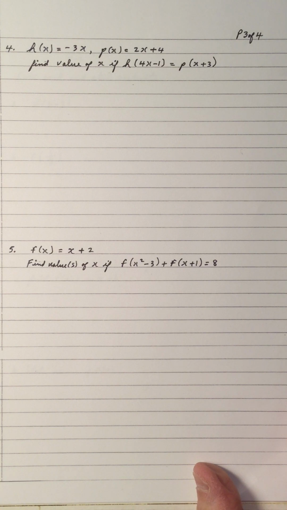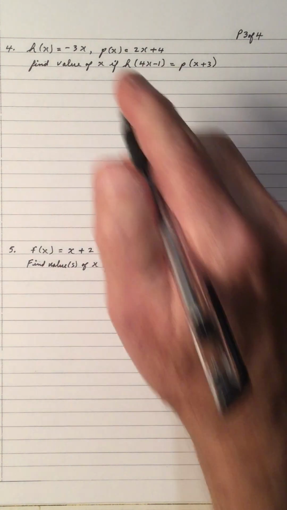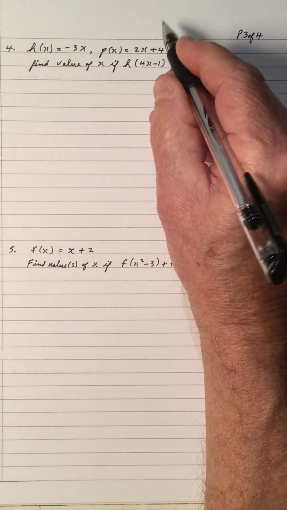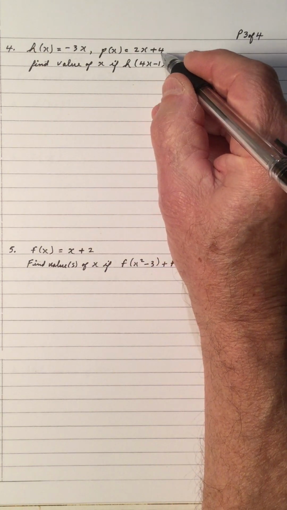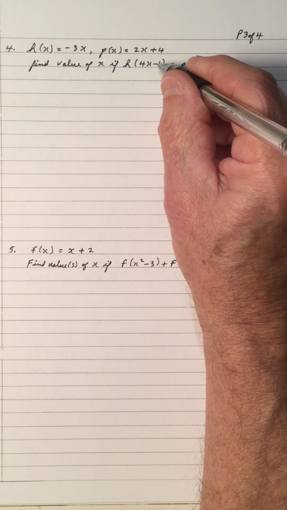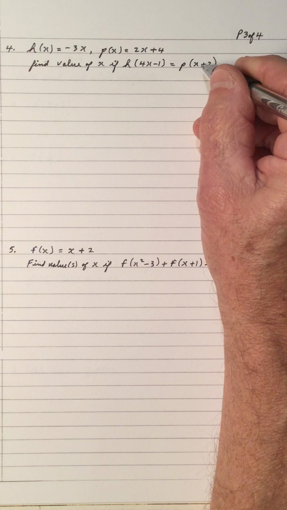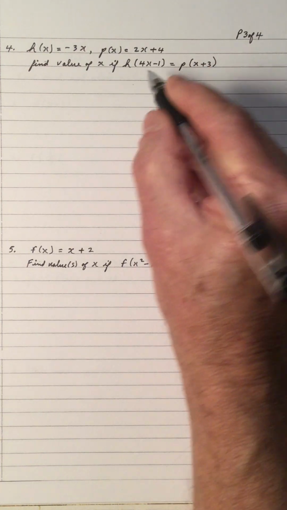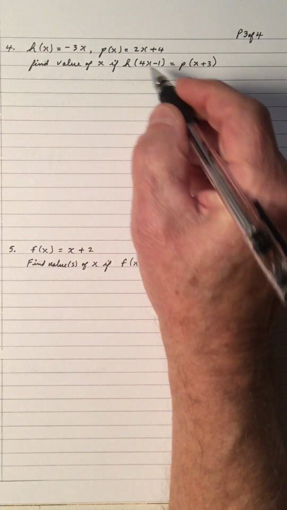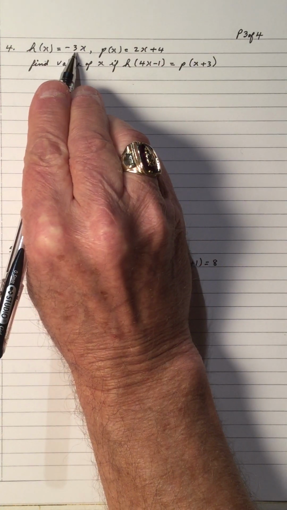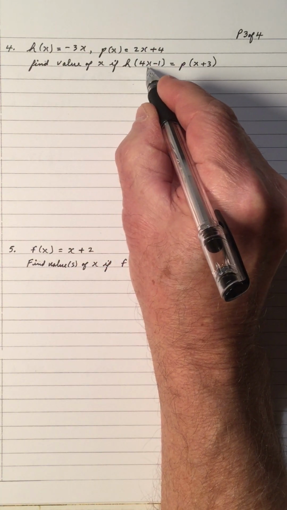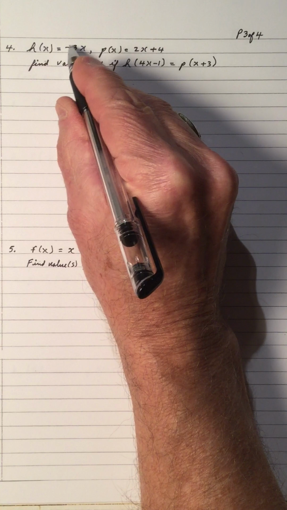And let's do some more examples. If the h of x is negative 3x, and the p of x is 2x plus 4, find the value of x if the h of 4x minus 1 equals the p of x plus 3. So, we're putting in the place of x, this is negative 3x, so that 4x minus 1 goes in right there.